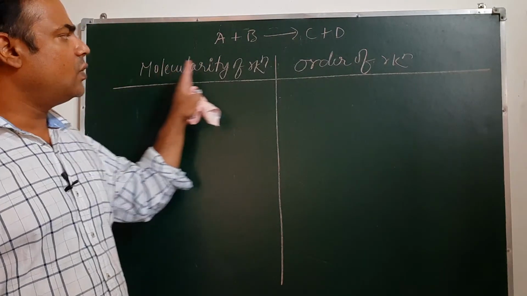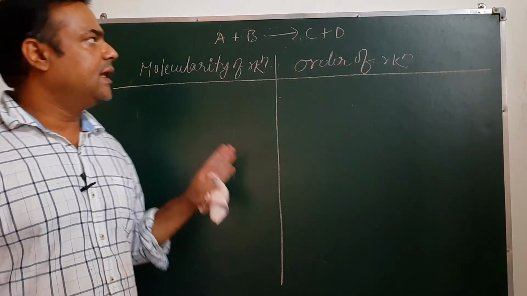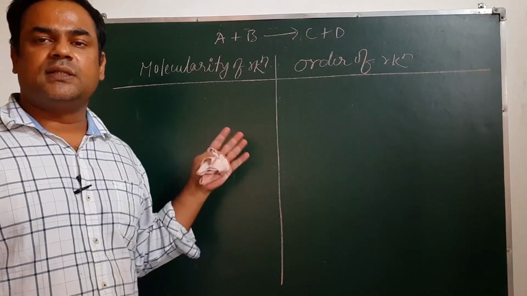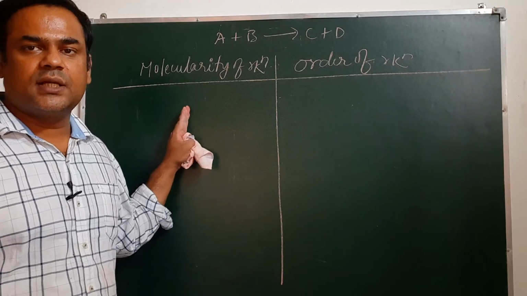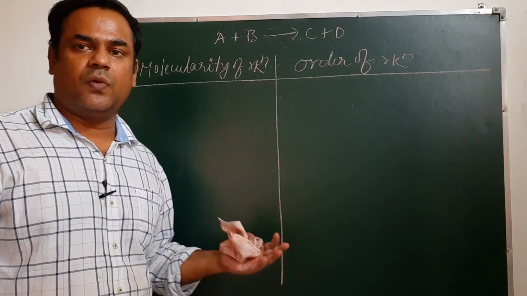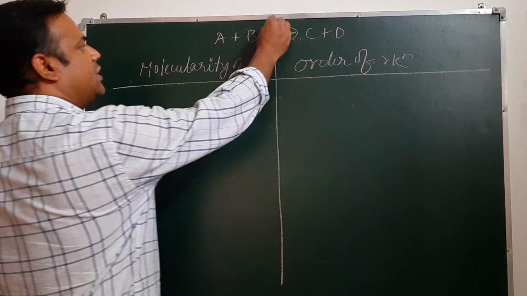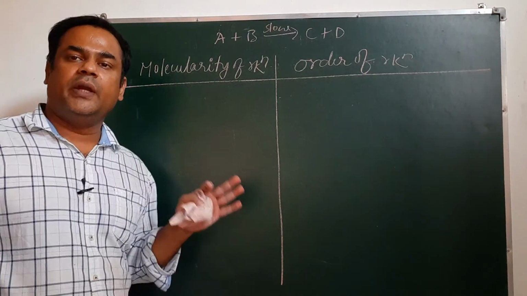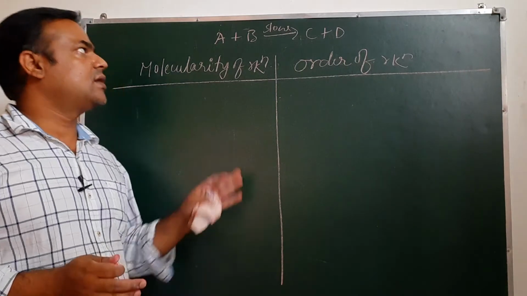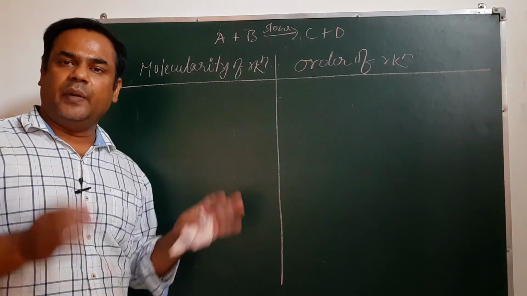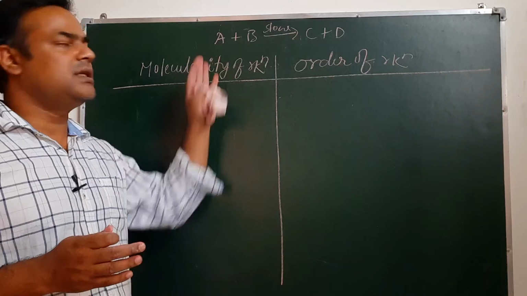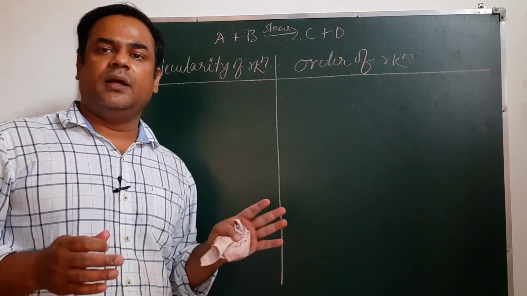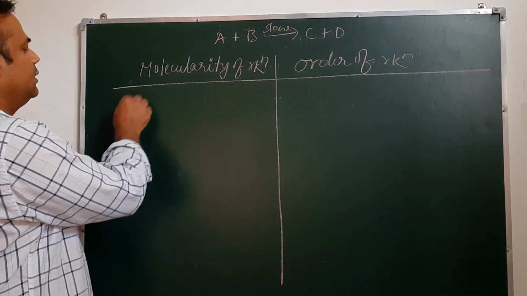So when we talk about the molecularity of reaction, then molecularity of reaction is the number of molecules participating in chemical reaction in its elementary step or slowest step. Suppose this one is slowest step. So how many molecules of reactants are participating in the elementary step or slow step, that is known as molecularity of reaction. So molecularity of reaction is completely a hypothetical concept.